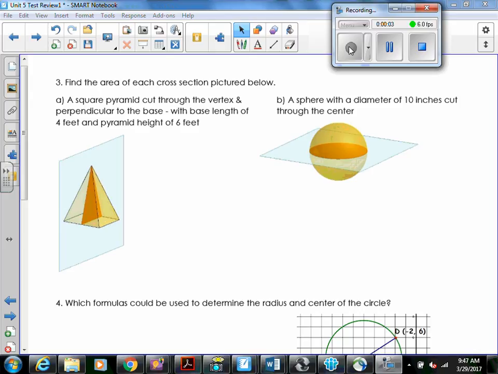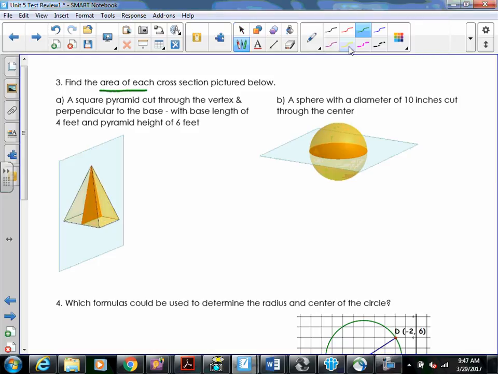Okay, question number 3 is asking you to find the area of each cross section. The key word here is find the area of the cross section. So you have to look at each of these questions and realize what shape the cross section is actually going to be. For number 3, they've given you this pyramid that's been sliced by this plane. This rectangular shape is a plane. If they sliced it, what shape did it make in here for the cross section? It's a triangle. So you've got this triangle.